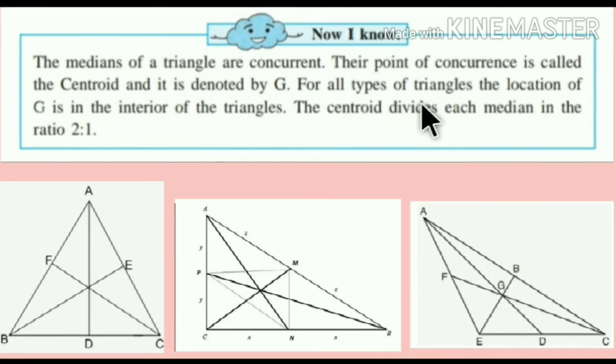Here is the centroid of the acute angle triangle, here the centroid of the right angle triangle, here the centroid of the obtuse angle triangle, and this is denoted by G. For all types of triangles, the location of G is in the interior of the triangle. So let us see, all the centroids are interior to the triangles. The centroid divides each median in the ratio 2:1. This we will see in the next point.